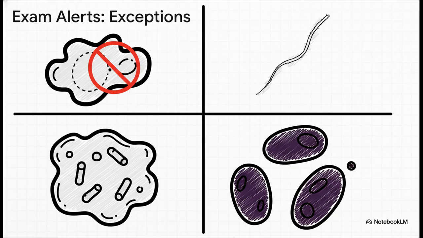And one more super high-yield fact for you. Yeasts like Candida will actually show up looking gram-positive, big violet ovals. Don't let that fool you.